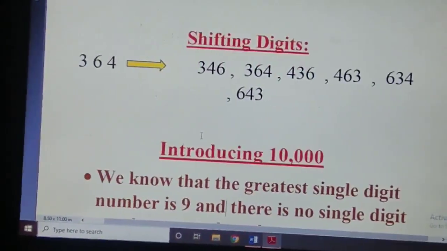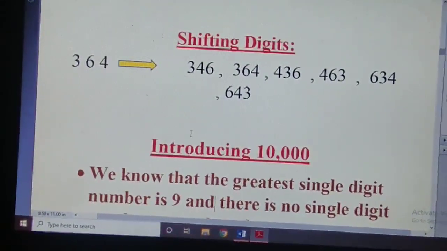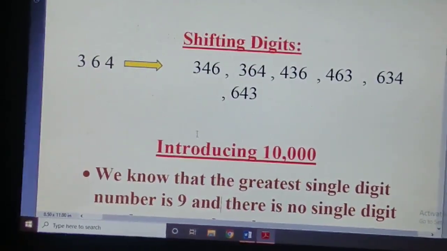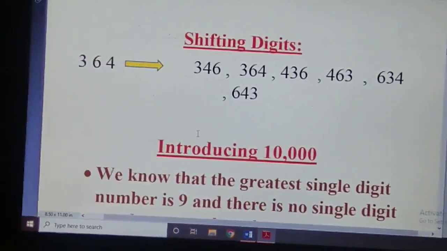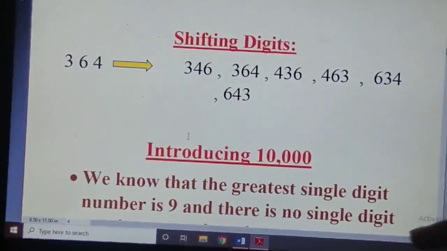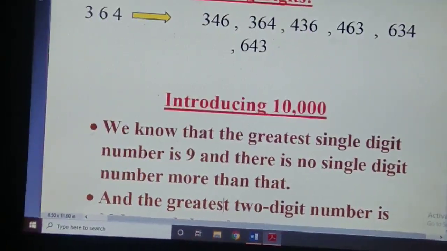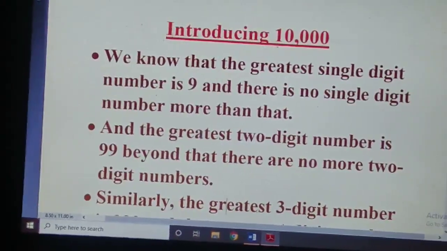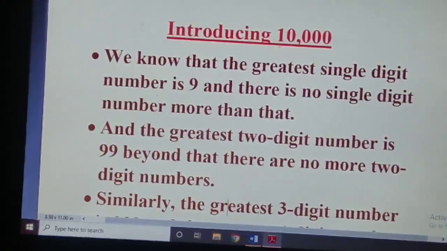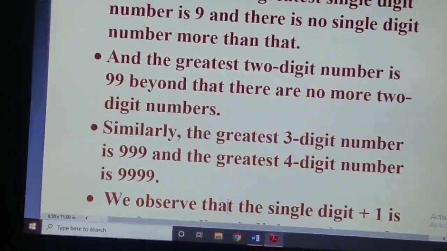Now introducing the 1000 and 10,000 place. Here we say up to tens, hundreds and ones. Now 10,000. We know the greatest single digit number is 9, and there is no single digit number more than 9. The greatest two digit number is 99. Beyond that, there are no more two digit numbers.